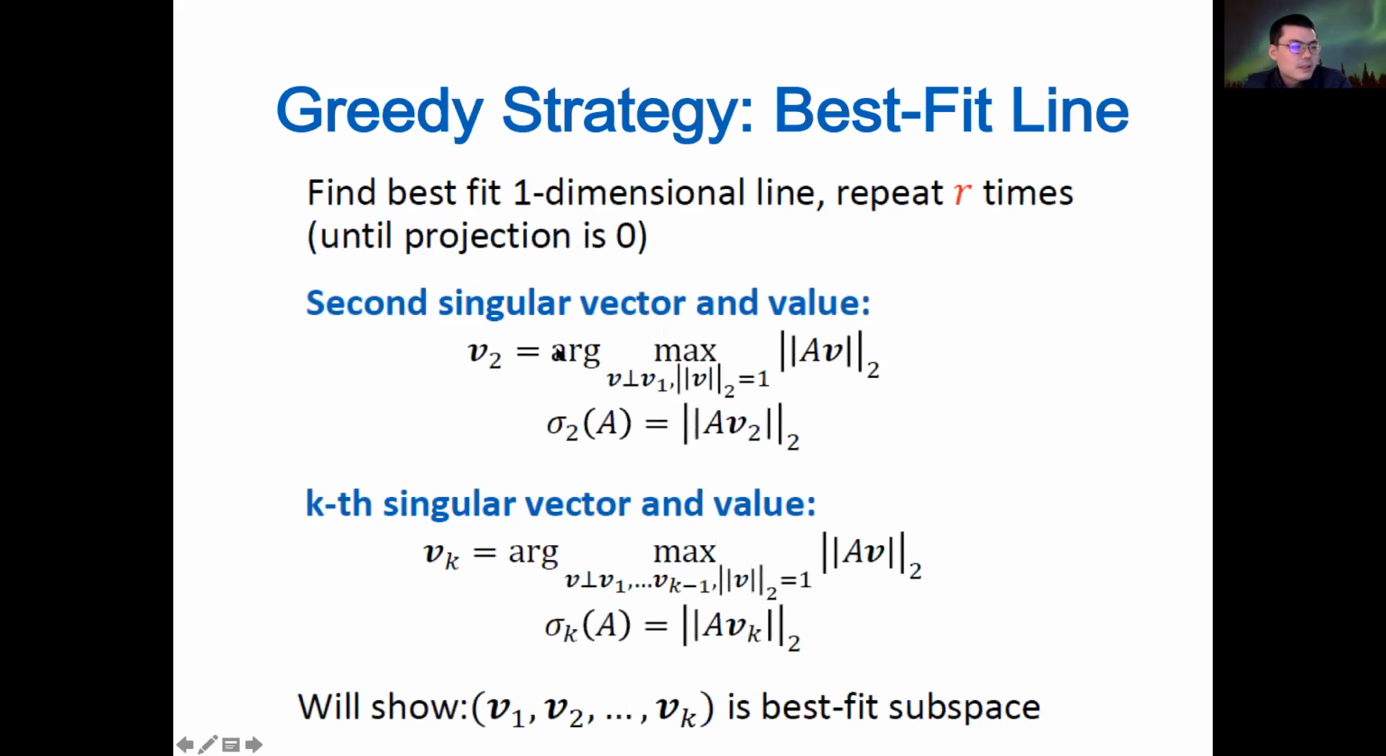And the second one is similarly found, but we require it to be perpendicular to V1. And for the k-th dimension, we find V_k. We want it to be perpendicular to all the previous dimensions, because it makes no point to be not perpendicular. Those components will already be covered by the previous dimensions. We want to find a dimension that is totally orthogonal.